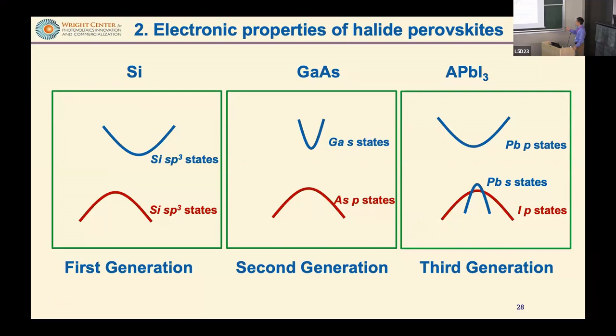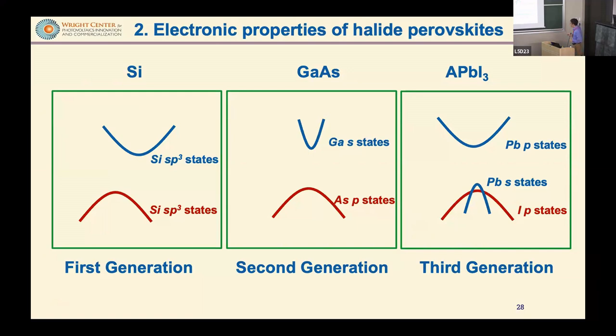For the second generation, I give gallium arsenide. Gallium's s orbital will give the electrons, and that becomes the s-band derived conduction band, and then the valence band will be the p orbital from the arsenide.